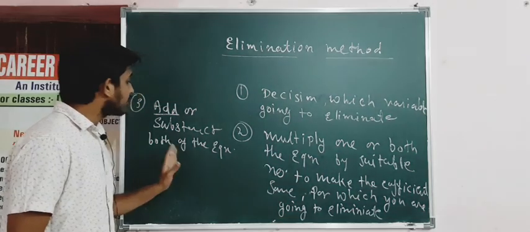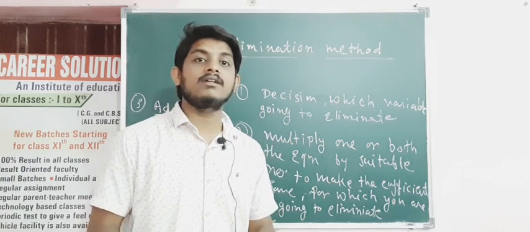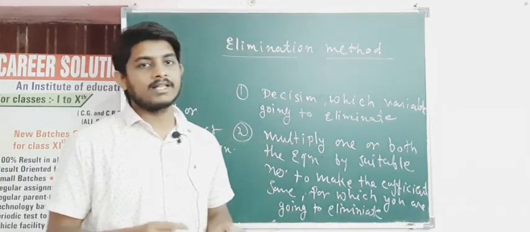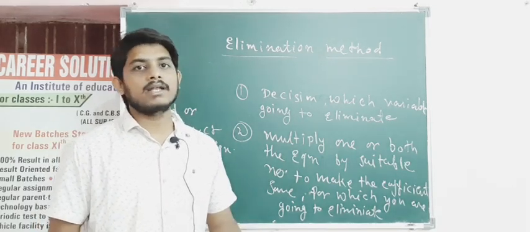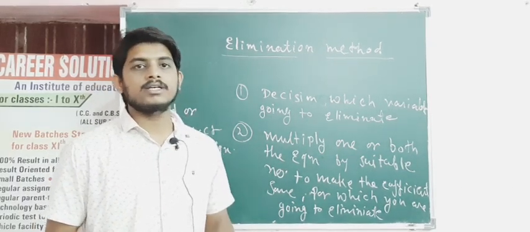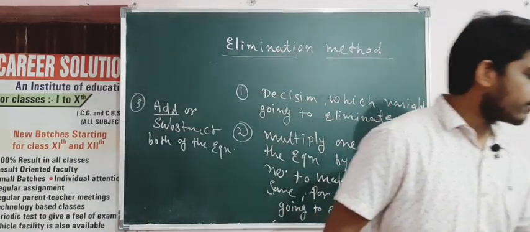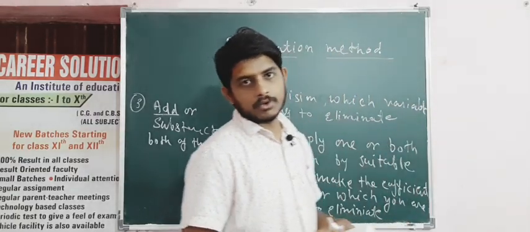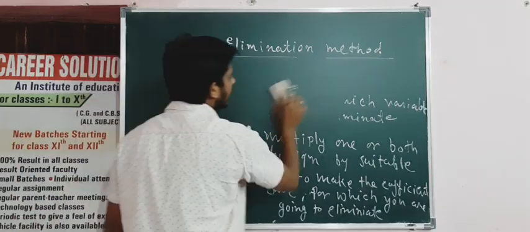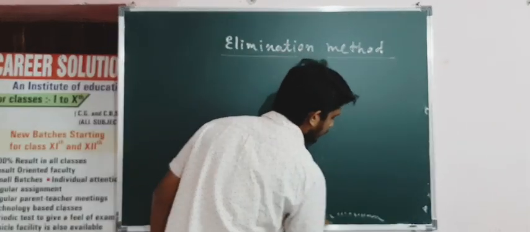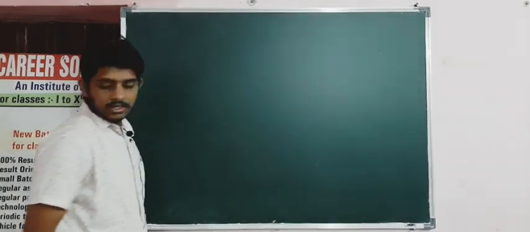Or we will subtract when the variable which we are going to eliminate has the same sign. If they have the same sign, it means in both equations it carries a minus sign, or in both equations it carries a plus sign. In that case we will subtract either equation from the other equation. Okay, clear? Now I am going to solve one example. By that you will get more information about the elimination method, and things will become clearer.